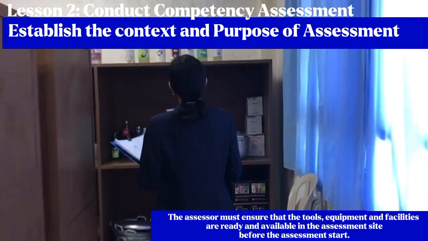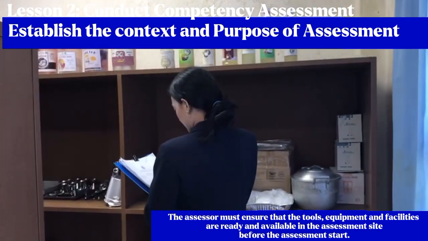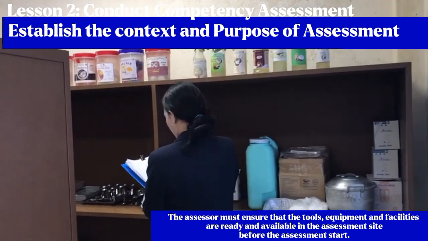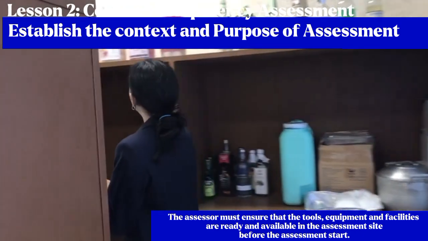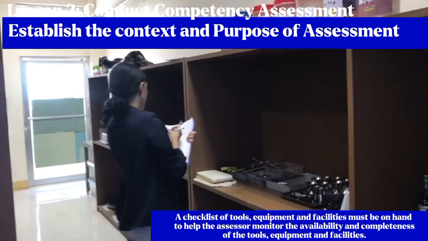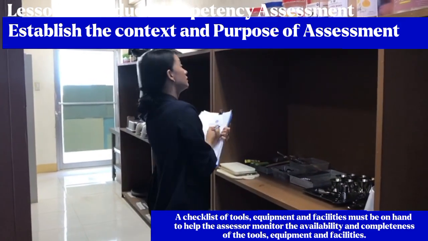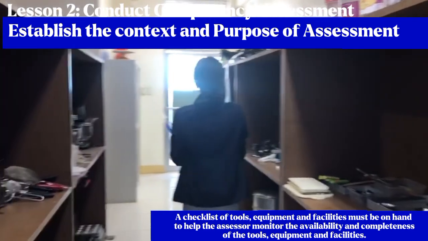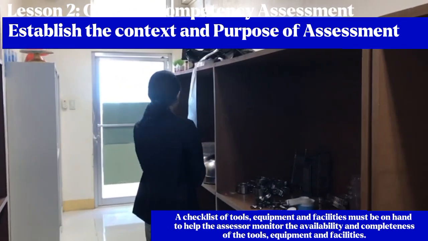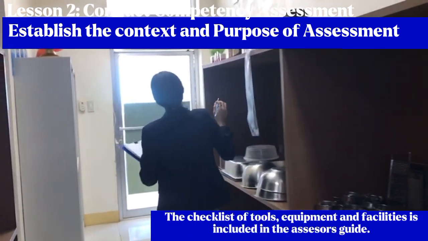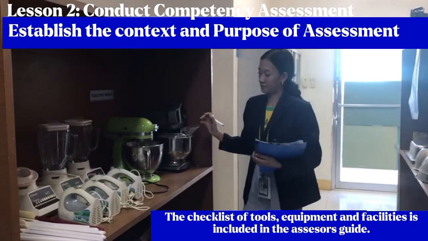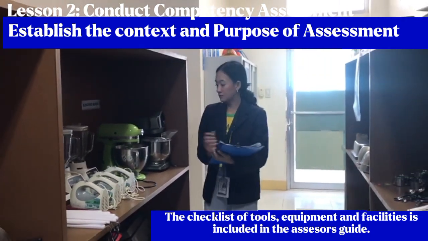The assessor must ensure that the tools, equipment, and facilities are ready and available in the assessment site before the assessment starts. A checklist of tools, equipment, and facilities must be on hand to help the assessors monitor the availability and completeness of the tools, equipment, and facilities. The checklist is included in the assessor's guide.